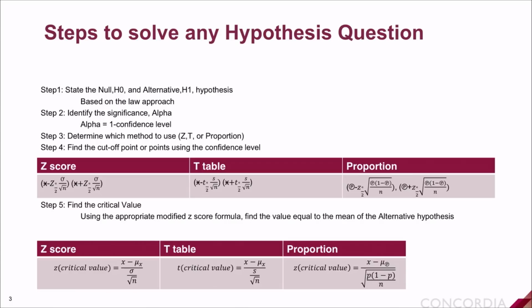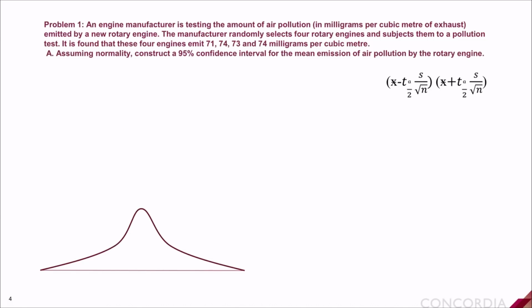Let us begin problem 1. Problem 1. An engine manufacturer is testing the amount of air pollution in milligrams per cubic meter of exhaust emitted by a new rotary engine. The manufacturer randomly selects 4 rotary engines and subjects them to a pollution test. It is found that these 4 engines emit 71, 74, 73, and 74 milligrams per cubic meter. A. Assuming normality, construct a 95% confidence interval for the mean emission of air pollution by the rotary engine.